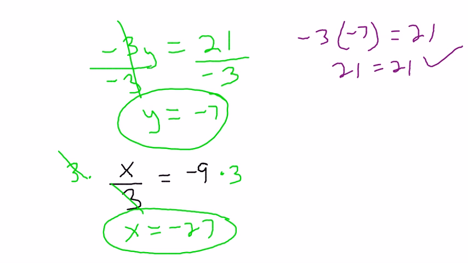And we will check our solution. And you should get into the habit of always checking your solution until you get really, really good at these problems. As simple as they are, it's very easy to make careless errors. -27 divided by 3 should equal -9. And it does. -9 equals -9. Our solution checks out. Let's try one more.